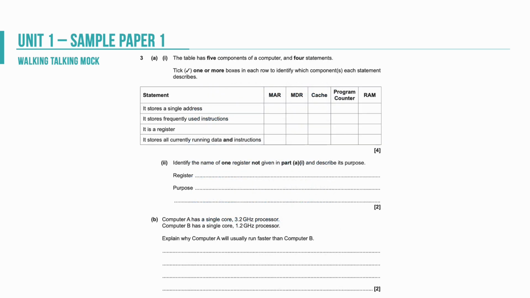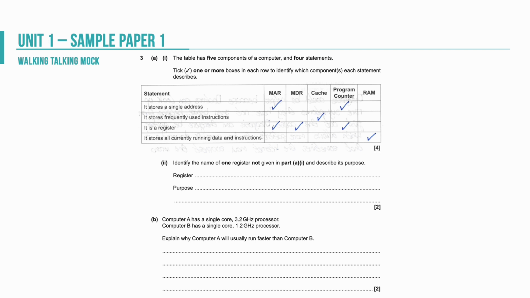We're then on to a question looking at the von Neumann architecture, the registers, and what each register is used for. A table has 5 components and 4 statements. Tick 1 or more boxes to identify which is true about each, which register relates to each statement. The answers are there. So the memory address register and the program counter both store single addresses. The cache stores frequently used instructions. The MAR, the MDR, and the program counter are all registers. And the RAM stores all of the currently running data and the instructions.